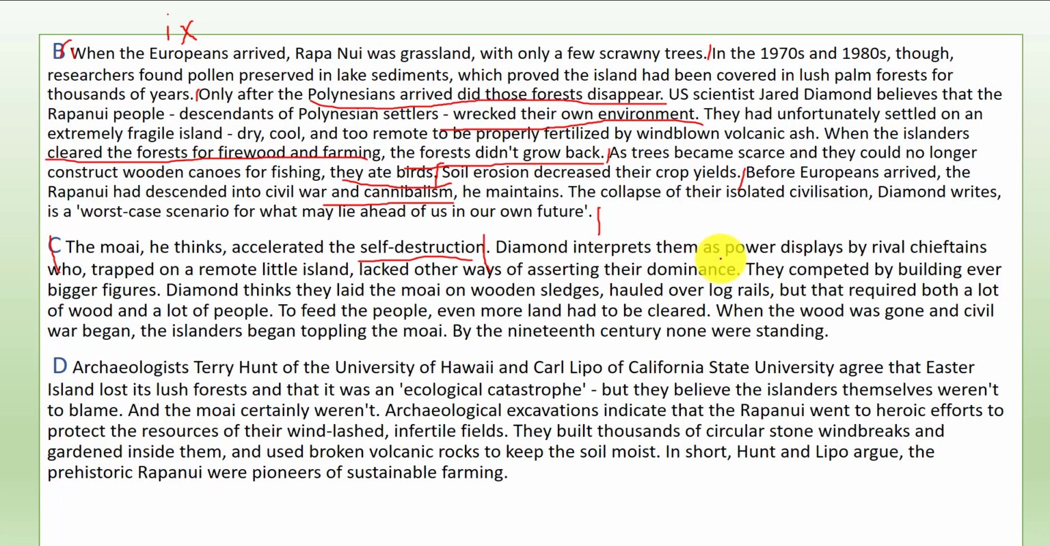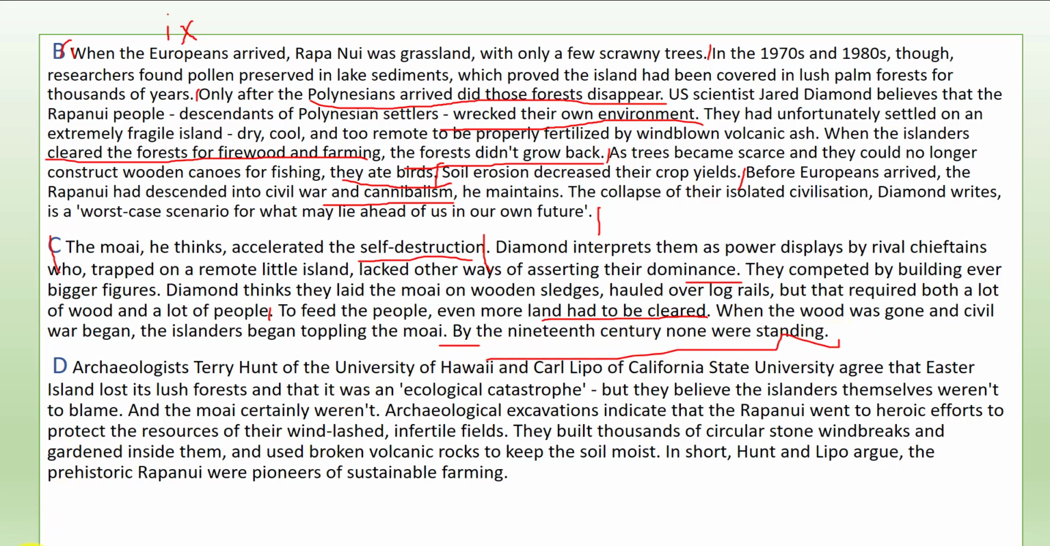Diamond interprets them as power displaced by rival chieftains who, trapped on a remote little island, lacked other ways of asserting their dominance. Okay, they competed by building ever bigger figures. Diamond thinks they laid the Moai on wooden sledges, hauled on log rails, but that required both a lot of food and a lot of people. To feed the people even more, land had to be cleared. When the wood was gone and civil war began, the islanders began toppling the Moai. By the 19th century, none were standing.